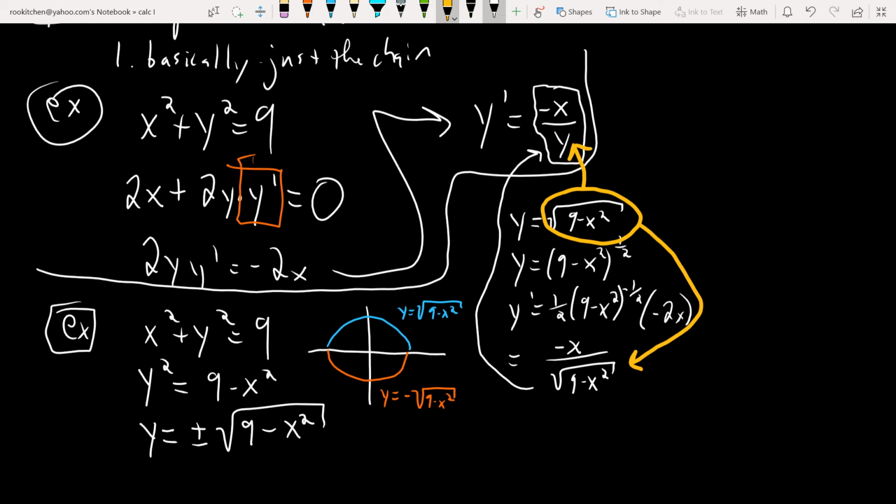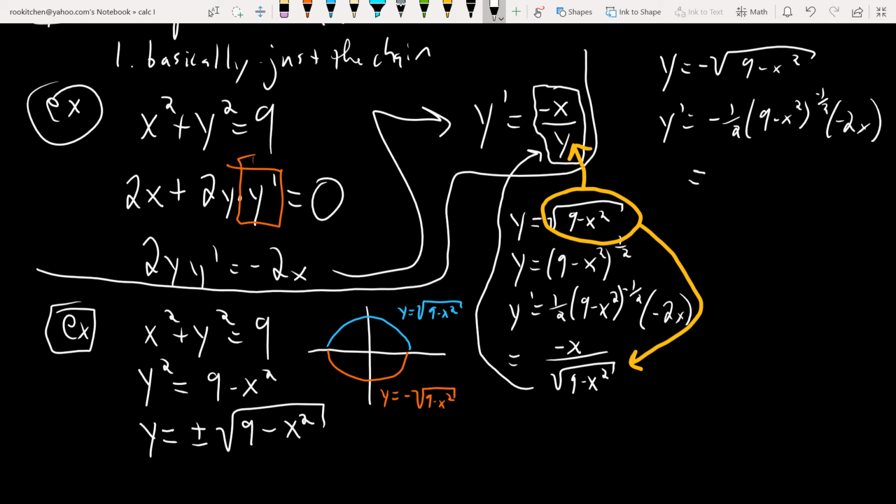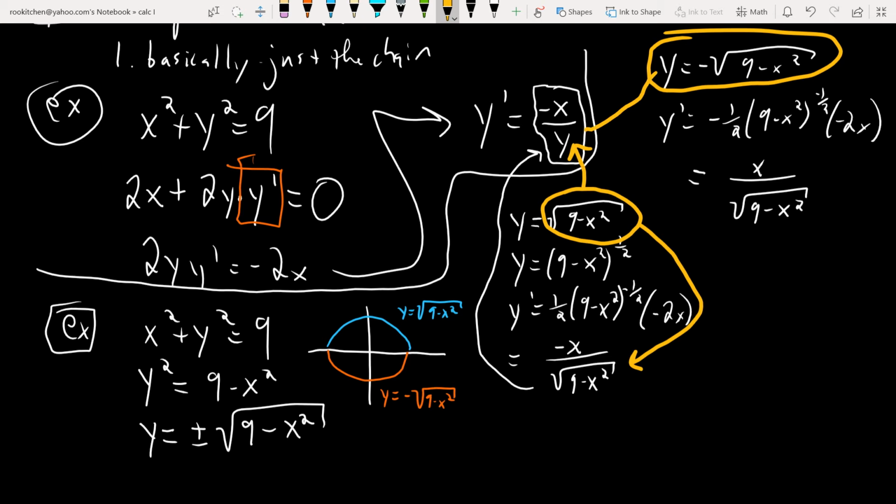Okay. Let's look at the other version. So y equals negative square root of 9 minus x squared. So y prime will again be negative 1/2 times 9 minus x squared to the negative 1/2 times negative 2x. Okay, and then that will equal x all over the square root of 9 minus x squared. And again, if you were to substitute in the appropriate y expression, which would be this case, into this formula, you would end up with this expression.